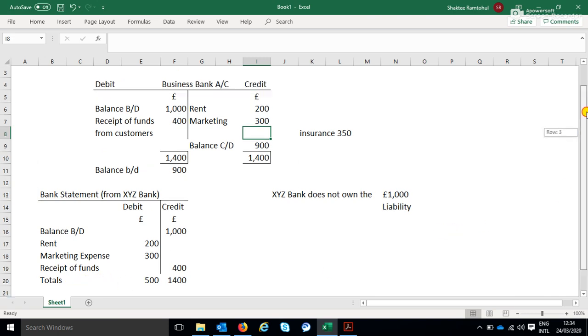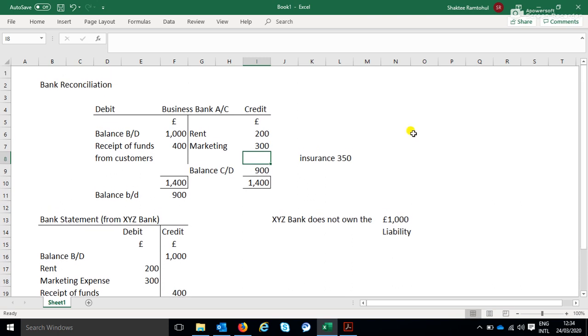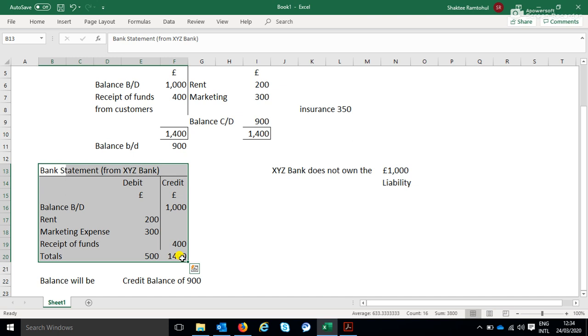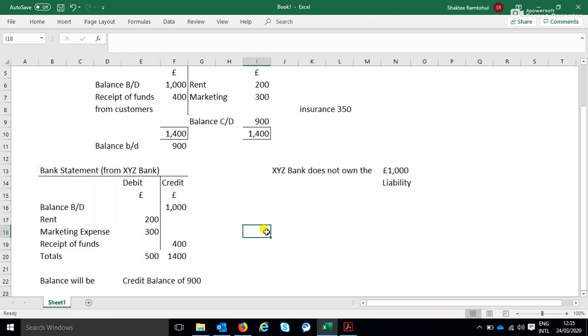Now, what will happen is this, and this is just to illustrate what we're going to do in the next video. In my business bank account, I would have recorded £350 on the credit side. But this transaction, because of the timing difference, would not appear on the bank statement. So I want you to reflect on that. The balance on our business bank account may not exactly equal the balance on our bank statement, and we have to reconcile these two balances. So in the next video, I will show you what will cause some of the differences and how we reconcile. See you in the next video.